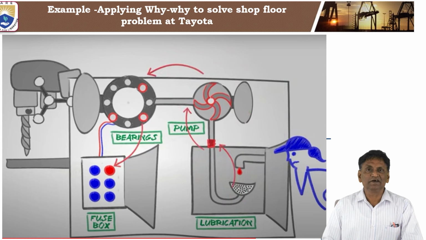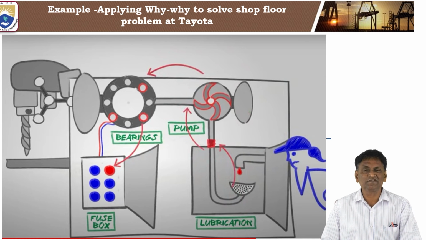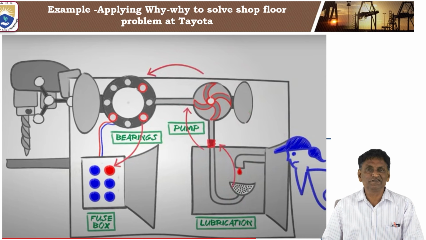They told us the machine stopped because the fuse is blown out. You could see in the fuse box one red color dot; that particular fuse is gone. Naturally he asked why the fuse blew. A fuse normally blows when the system is taking more current than what it is designed for.